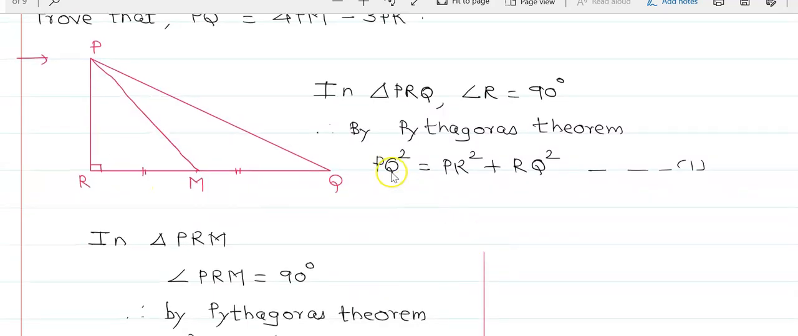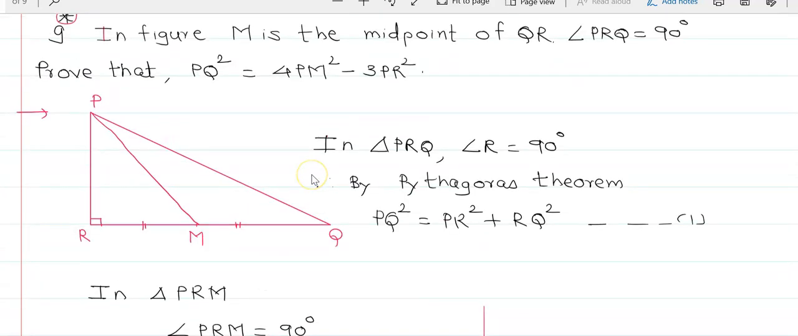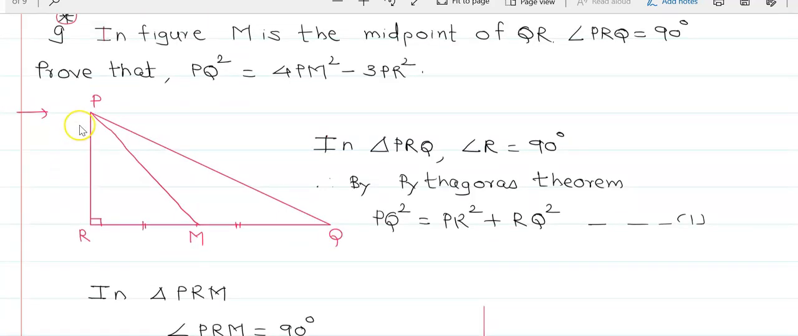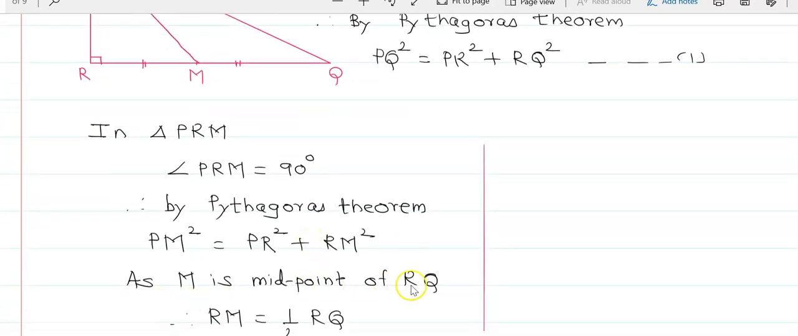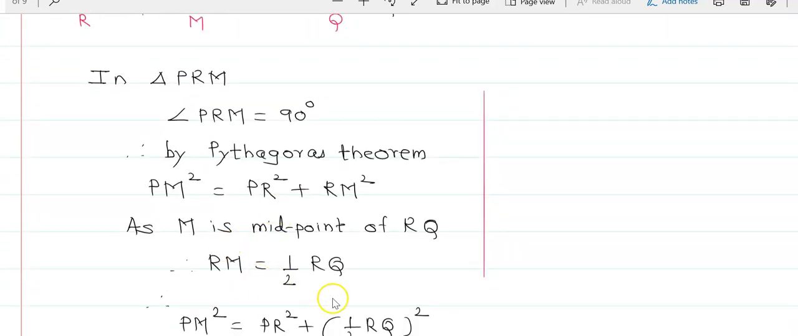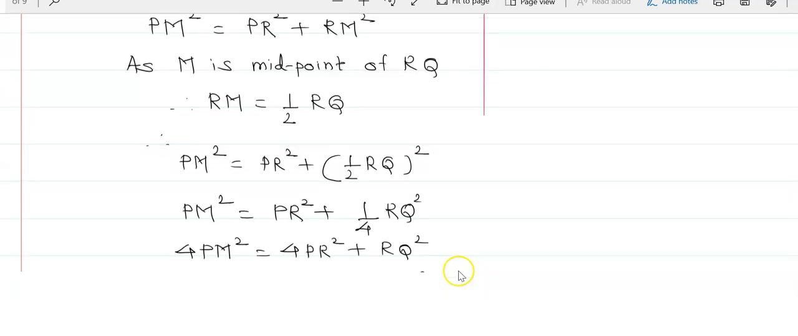Find the value of PQ square is equal to PR square plus RQ square. Next, we consider the other triangle PRM. In this triangle, the measure of angle R is 90. By the Pythagoras theorem, PM square is equal to PR square plus RM square. M is the midpoint of RQ, and now we'll write RM is equal to 1 upon 2 RQ.